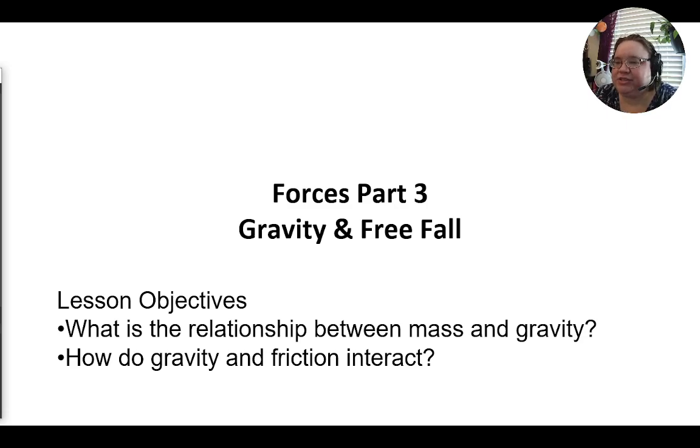Today's objective is to understand the relationship between mass and gravity and understand how gravity and friction interact.